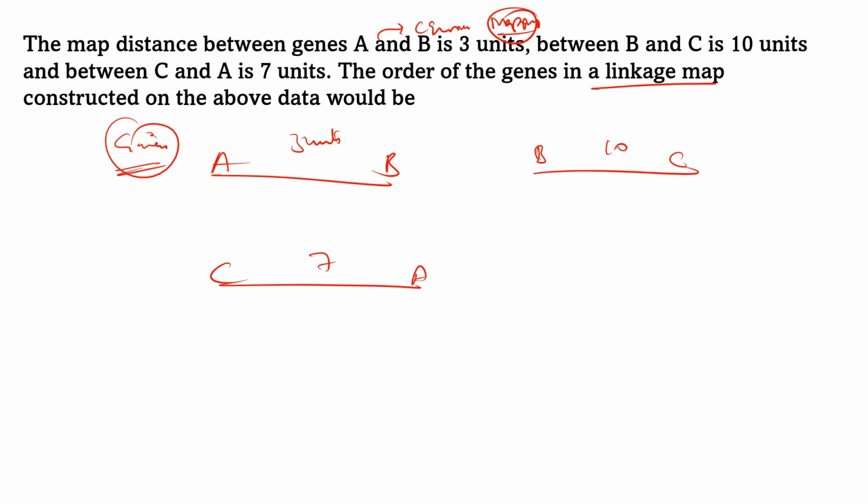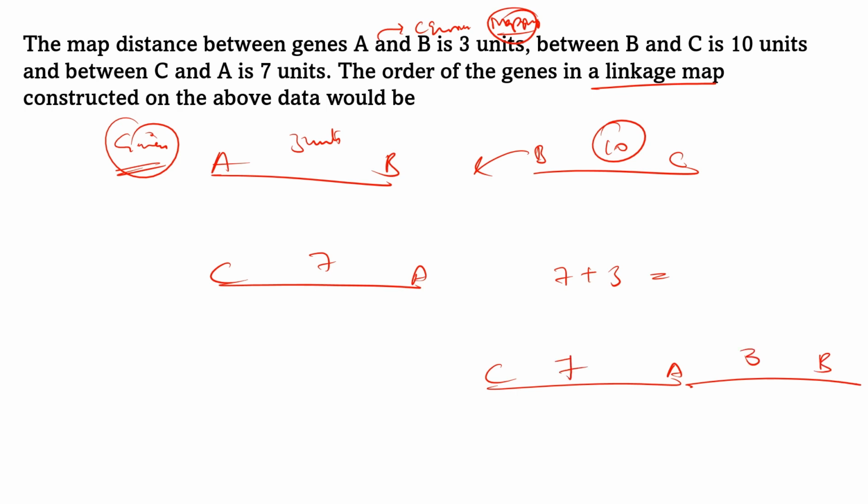This is a simple mathematical calculation, where 10 is higher than the other two, so it will definitely be 7 plus 3. So C to A, and after that it is A to B. If A to B is 3 units and C to A is 7 units, obviously B to C will be 10 units. This is how you can make out the order. The order of genes in the linkage map will be either CAB or BAC.